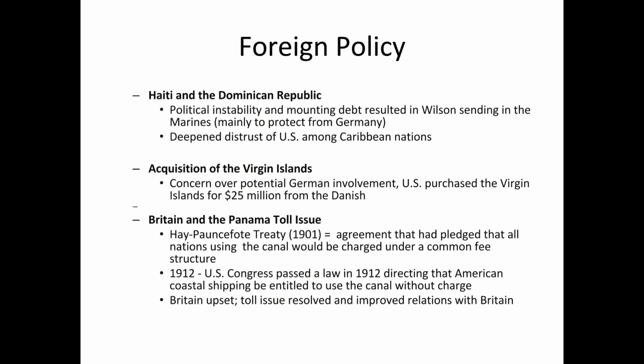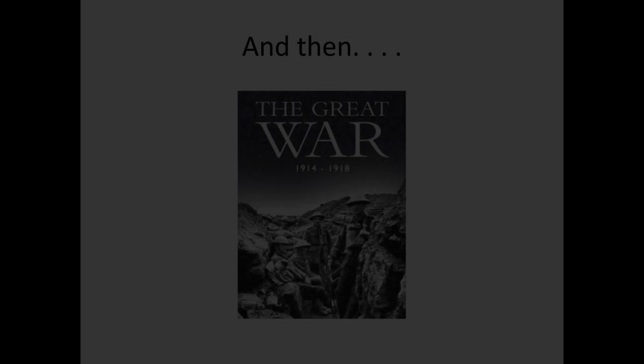Overall, Haiti and the Dominican Republic were pretty unstable and had a lot of debt. So Wilson sent the Marines in to protect them from Germany. We acquired the Virgin Islands to prevent the Germans from getting involved in the Caribbean. And we passed a law directing U.S. coastal shipping to be entitled to use the canal without charge. And so we got to continue to use that, and everybody else had to pay to use the canal.